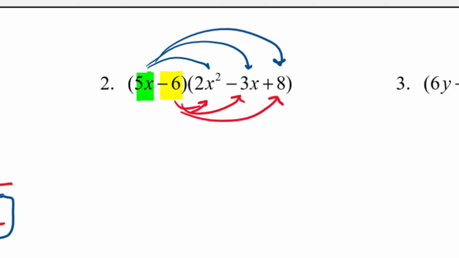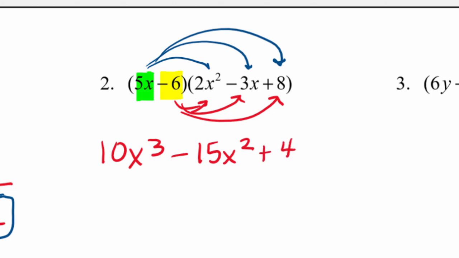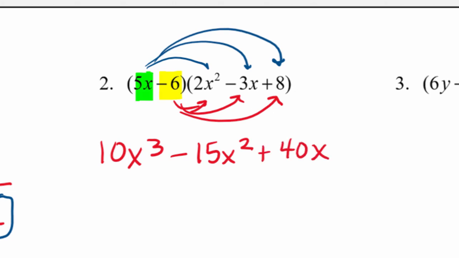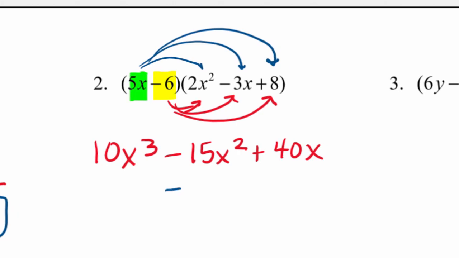With the 5x times 2x squared, I get 10x cubed. 5x times a -3x is a -15x squared, and 5x times a positive 8 is a plus 40x. With the -6 times 2x squared, I get a -12x squared, and -6 times a -3x is a positive 18x, and -6 times a positive 8 is a -48.